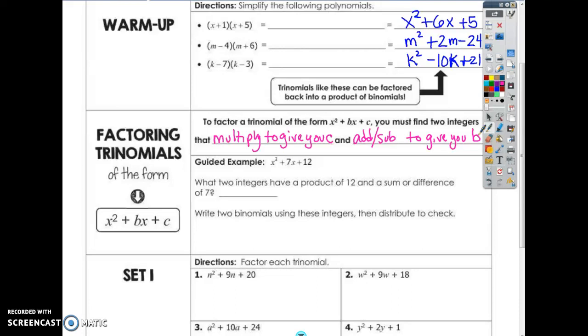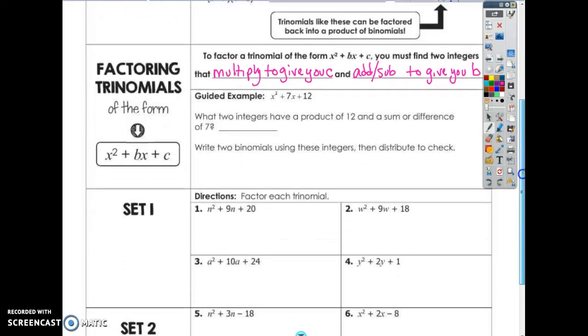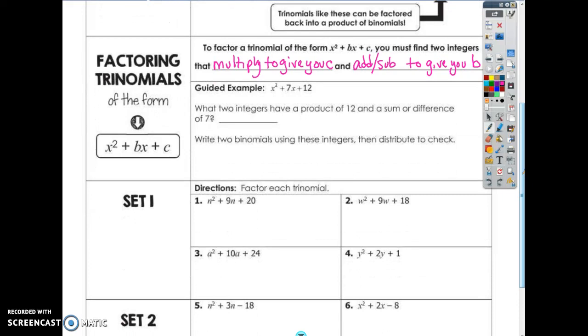Okay, for example, here's an example right here. x squared plus 7x plus 12. What are two integers that multiply, that give you a product of 12 and a sum or a difference of 7? That means two numbers that multiply and give you 12 and add or subtract to give you 7. Can you think of numbers that will multiply and give you 12 and add or subtract to give you 7?